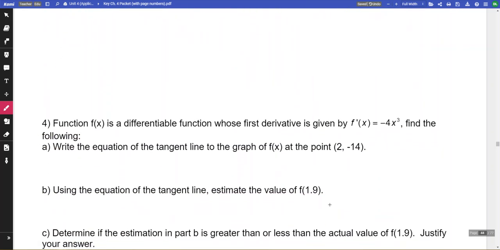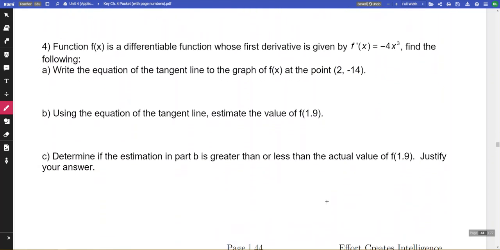Then our last problem for our review: function f of x is differentiable, and we're given f prime. We want to find the following. We want to write the equation of the tangent line at this point. So we know a point, we need a slope. And the slope is going to come from f prime of 2, and f prime of 2 is going to be negative 4 times 8, so that's going to be negative 32.